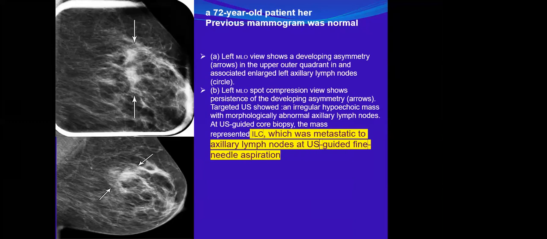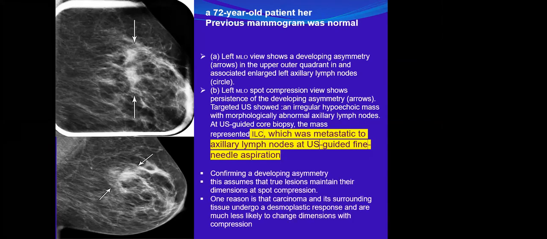So this lady has a developing asymmetry in her left breast that did not disappear or dissolve on spot compression, and at ultrasound there was a mass, okay, biopsy proven to be invasive lobular carcinoma with metastasis to the axillary lymph nodes. So, confirming a developing asymmetry, assume that true lesions maintain their dimensions at spot compressions.